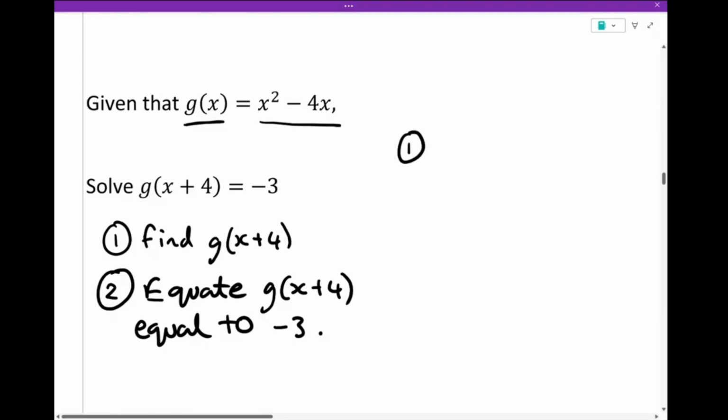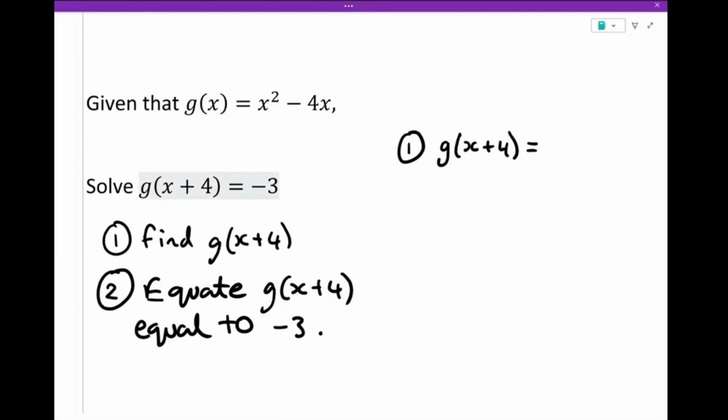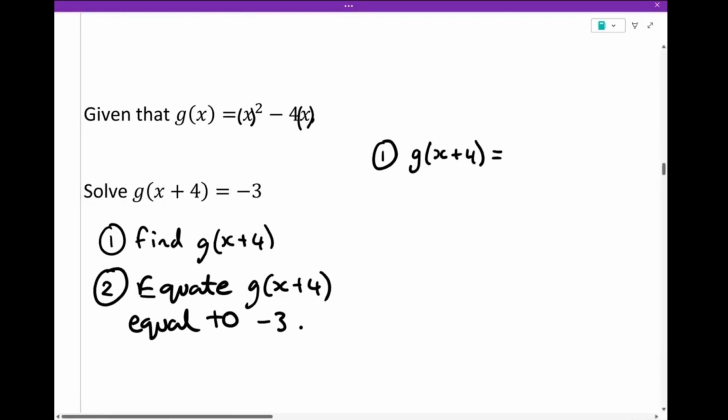So step 1 is find g of x plus 4. So I'm going to write g of x plus 4, and then I'm going to write equals. And what I need to do is go to my initial function g of x, and wherever there's an x written, I'm going to replace it with x plus 4. So what I'm going to do to assist with this is on the right-hand side, wherever there's an x, I'm going to put brackets just around the x. So I'm going to put a bracket here and a bracket here, not around the power, just the x, and then a bracket here and a bracket here. And I'm going to replace what's written in the brackets with an x plus 4.